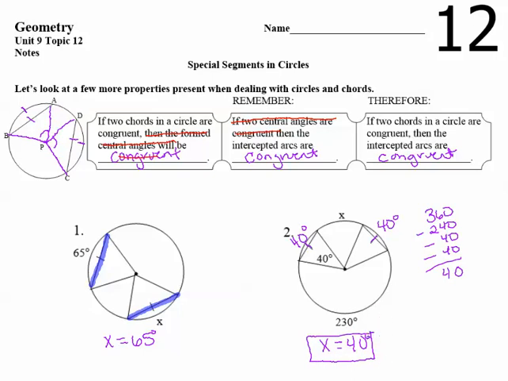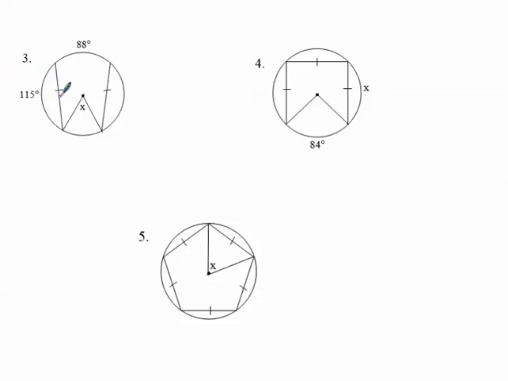If I move on to the next example, I'm always looking for what's congruent. Since these two are congruent, this is 115, this is also 115. So I'm going to add these up and take them away from 360. When I do that, I get 42. So this arc is 42, which means that angle, because it's a central angle, is also 42.